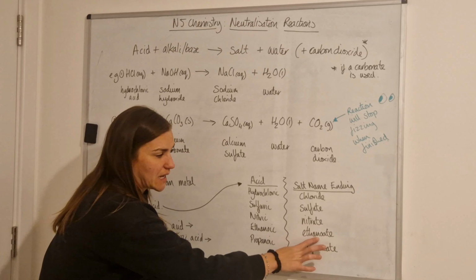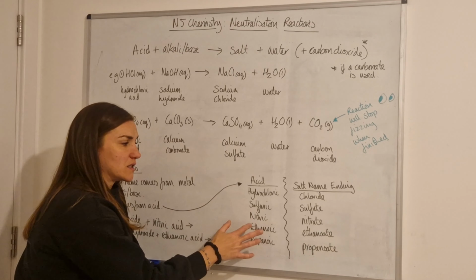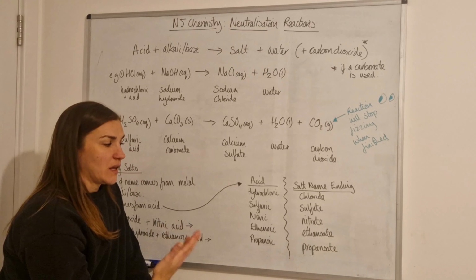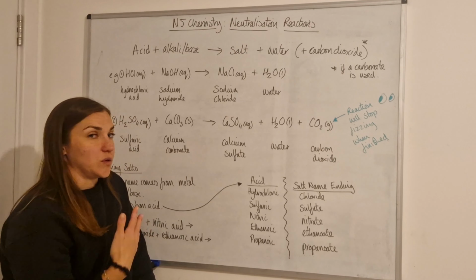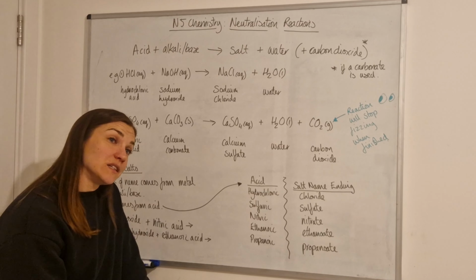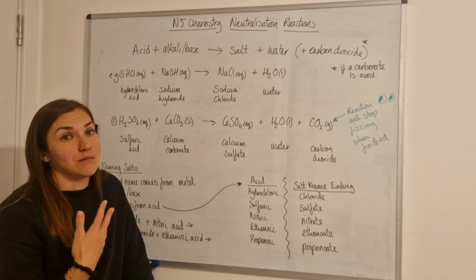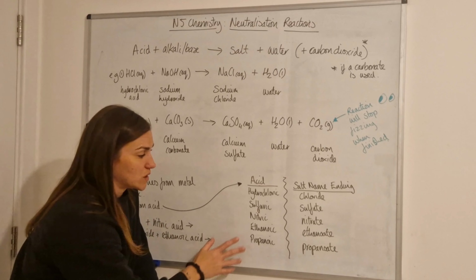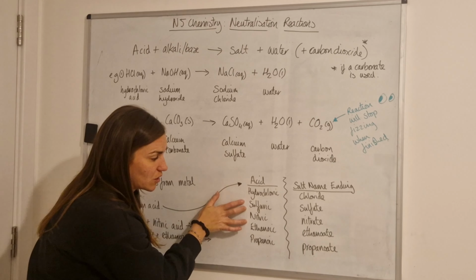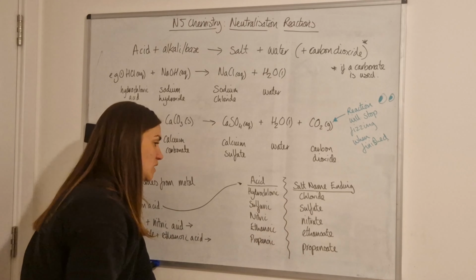They all end in anoate with the prefix in front. So if you've used ethanoic acid, the name ending of the salt will be ethanoate. If it's propanoic acid, it'll be propanoate. If it's butanoic acid, it'd be butanoate. If it was pentanoic acid, it'd be pentanoate. And if it was methanoic acid, it'd be methanoate. So it just follows that pattern. But for these three common lab acids, the hydrochloric, sulfuric and nitric, it's just those three name endings that you need to remember.